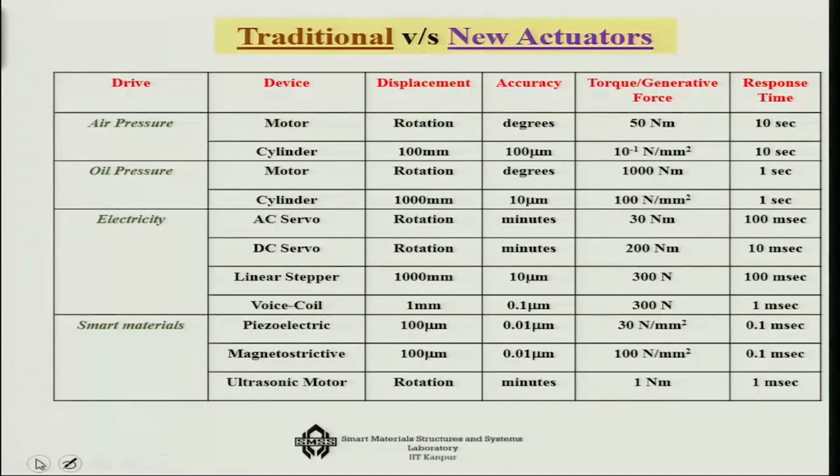Now if I compare traditional versus new actuators, that is the smart materials like piezoelectric, magnetostrictive or ultrasonic motors, the first interesting thing is that their displacements are quite small, but their accuracy is very high, and their response time is very low. That is why I told you that they are very fast. In comparison to all the traditional materials, they are much better off. So you can do real time control of a system using these materials.